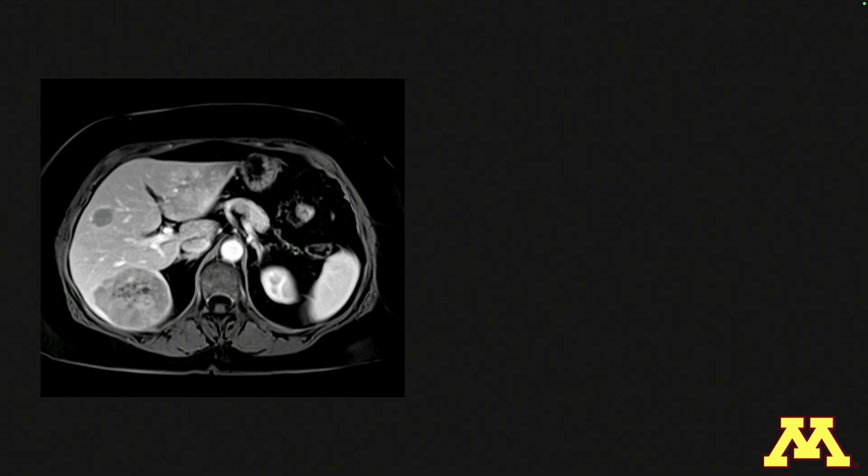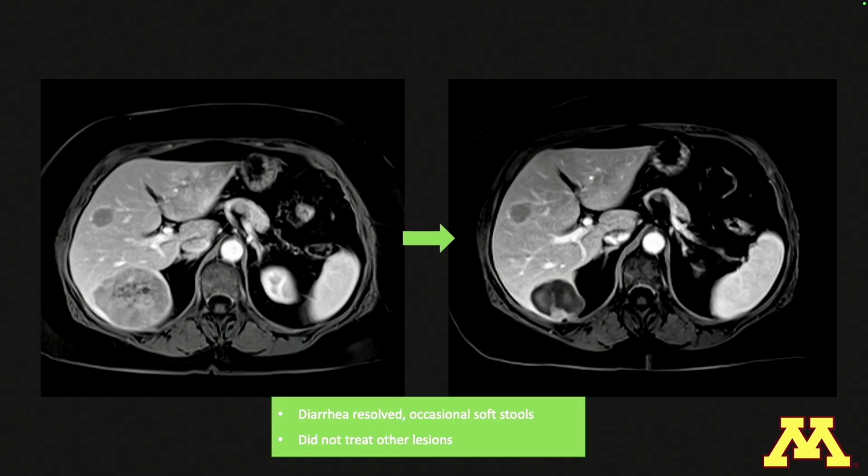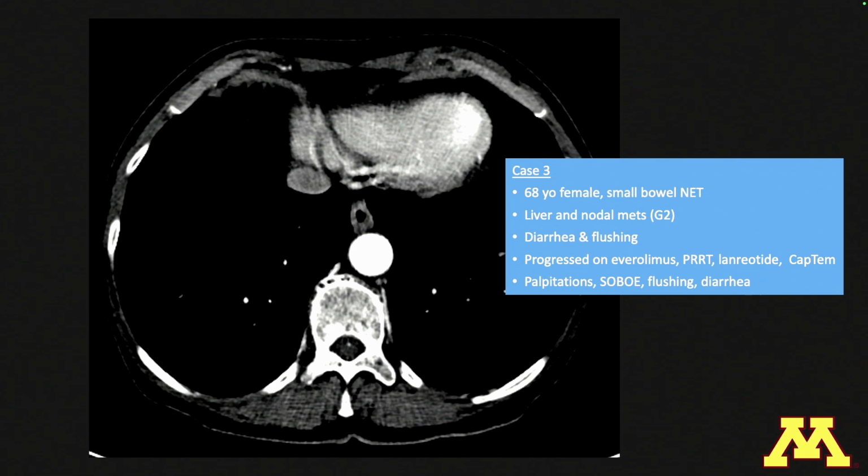This is before the treatment. Here you can see compared to the normal liver, it is also taking up dye. And then this is after the treatment. Here you can see after treatment of this large tumor, it has shrunken in size, and it is not taking up IV dye at all, which shows that it has necrosis and it is in the process of dying. So for this patient, diarrhea essentially resolved. They had occasional soft stools, and the other lesions were not treated.